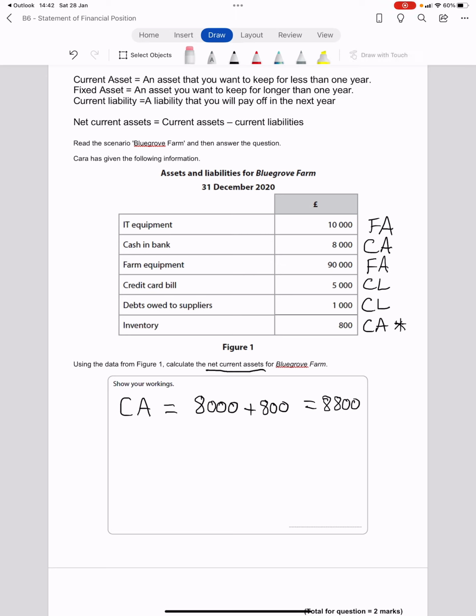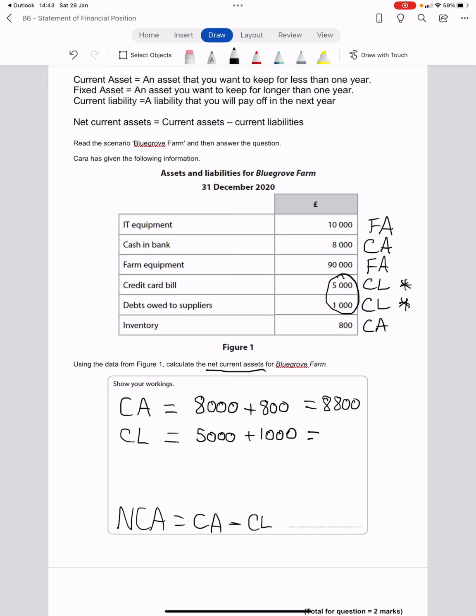So the next thing we need to work out then is our current liabilities. Let's just put the formula here. So net current assets, NCA, is equal to current assets minus current liabilities. So our current liabilities then are the £5,000 credit card bill and the £1,000 debts owed to suppliers. So what we're going to do now is add those together. So we've got £5,000 and we've got £1,000. So that's a total current liabilities of £6,000.